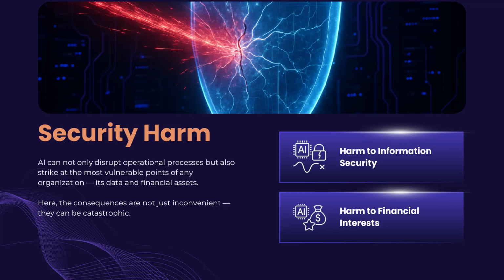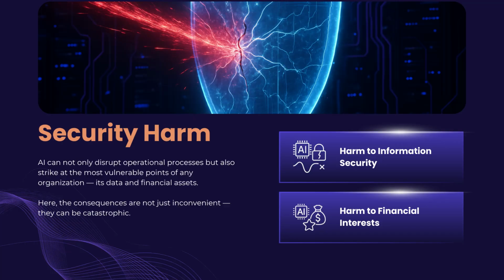We have examined how AI can disrupt an organization's internal processes. Now we will move to harms that strike the most valuable and protected assets of any company, its data and its money. This is a category where consequences can be not merely unpleasant but catastrophic. Unlike operational failures, which often arise from unintentional errors, security harm is frequently linked to malicious actions. We will split this broad topic into two key areas.